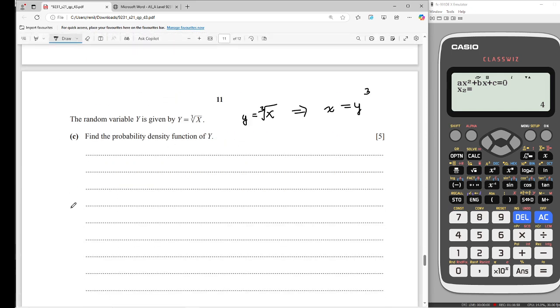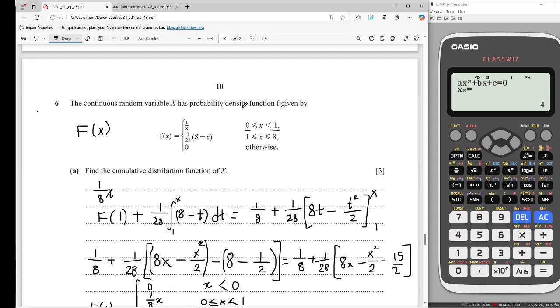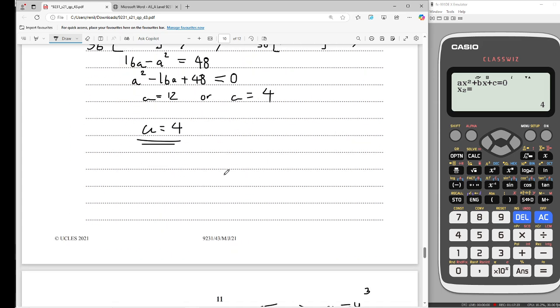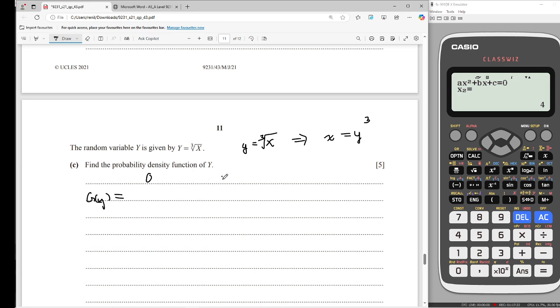So our CDF becomes, well, firstly we have to put G(y) is equal to, now we need to specify the ranges. So when it is 0, this applies for x lower than 0. That means y cube must be lower than 0, so y is still going to be less than 0. So this is going to be when y is less than 0.